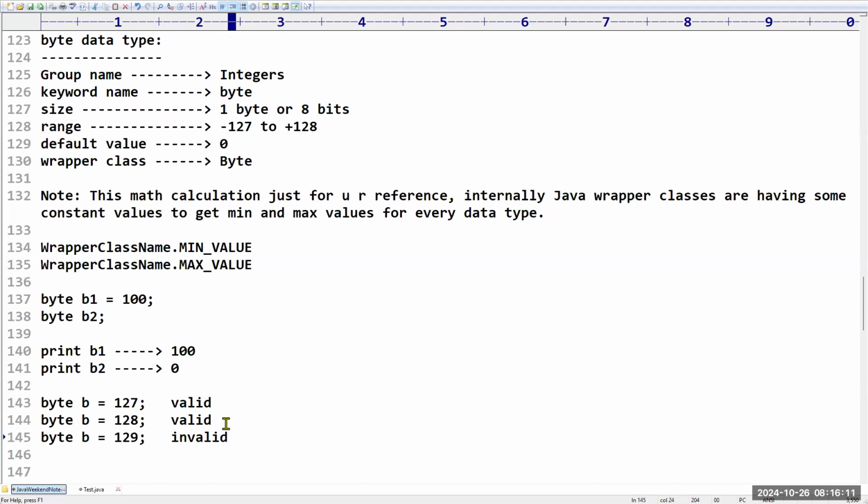So why? Because we have a clear indication. The value of the byte is from minus 127 to plus 128. Out of this 128, if you are taking anything, what will happen? It is considered as invalid. Any questions, guys, up to this? Please confirm. Everyone understood? Yes, sir.